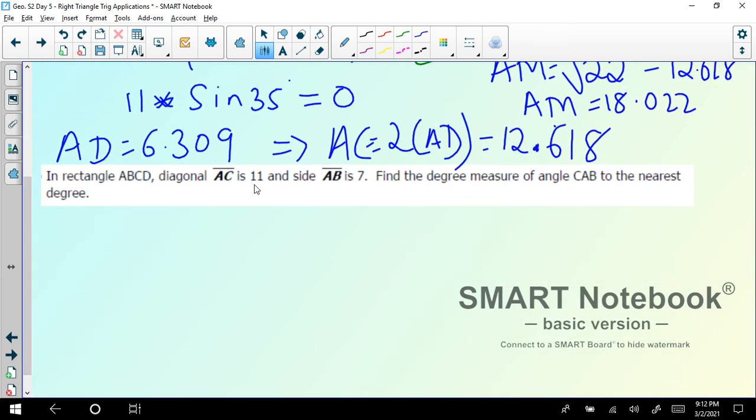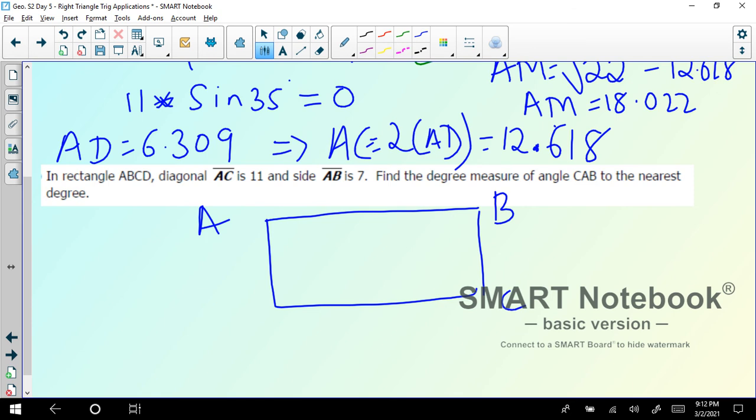I would want you to try this particular problem. In a rectangle ABCD, the diagonal is AC and a side is AB. So for example, if I have ABCD, the diagonal AC is 11 units and AB is 7 units. Find the degree measure of angle CAB. You need to find this.